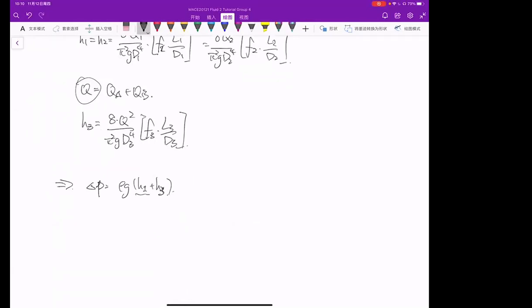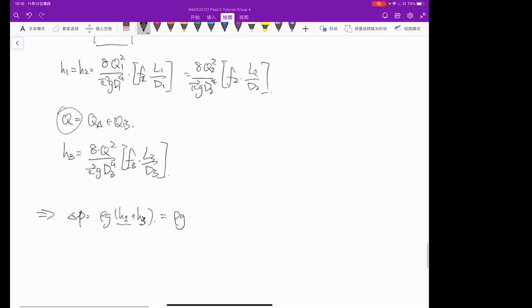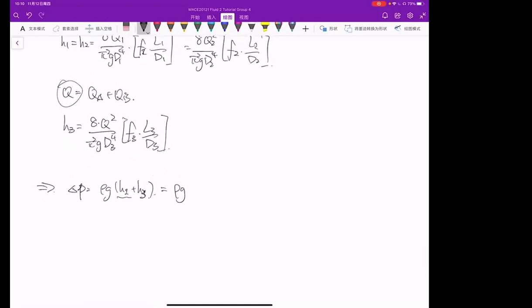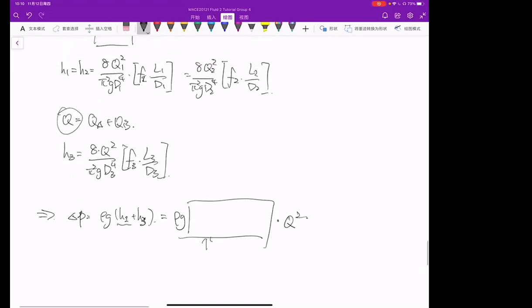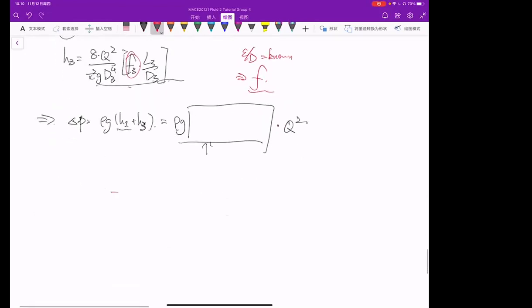Okay, so this will give us a very long equation, but all the things could be put as something times Q squared, where this something is all these factors. And here we again need to determine the three friction factors. Since epsilon over D is a known number, following the similar assumption we could find the friction factors, and then we could find Q.